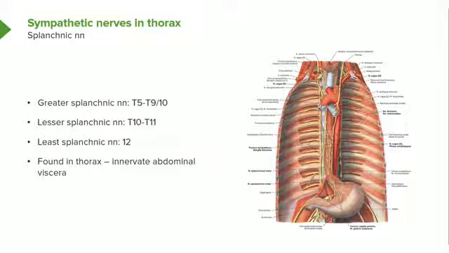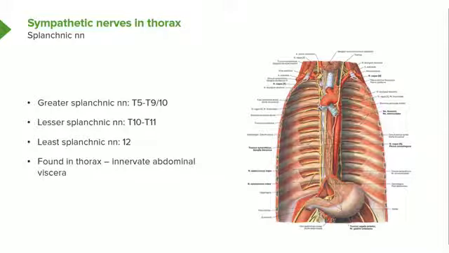These splanchnic nerves are known as the greater splanchnic nerves, the lesser splanchnic nerves, and the least splanchnic nerves. The levels that contribute to their formation are T5 through 9, maybe as low as 10, for your greater splanchnics. The lesser splanchnics are from more inferior spinal cord levels, T10 to 11, and your least splanchnic nerves are going to be formed from preganglionic neurons that are housed within T12.